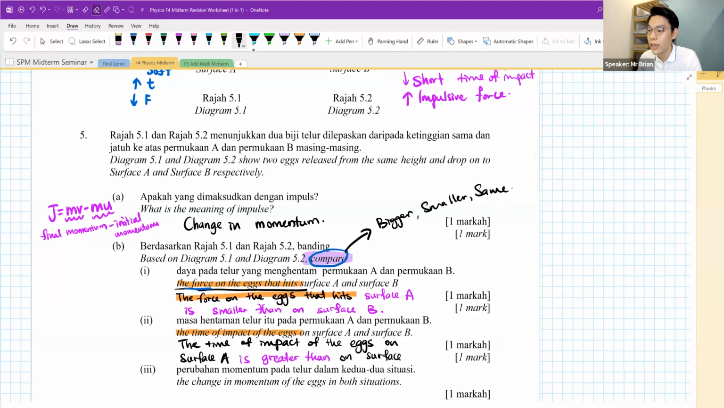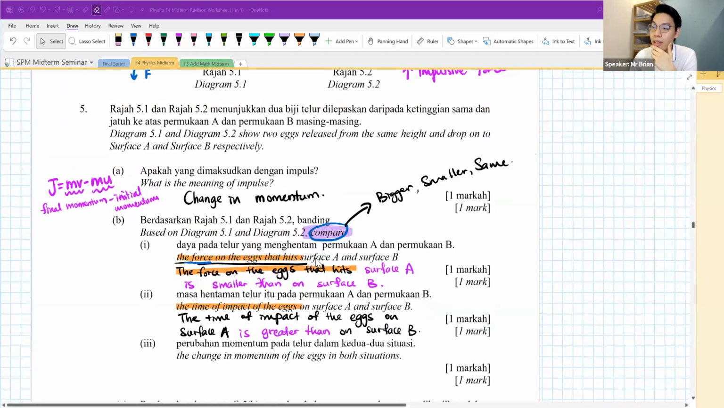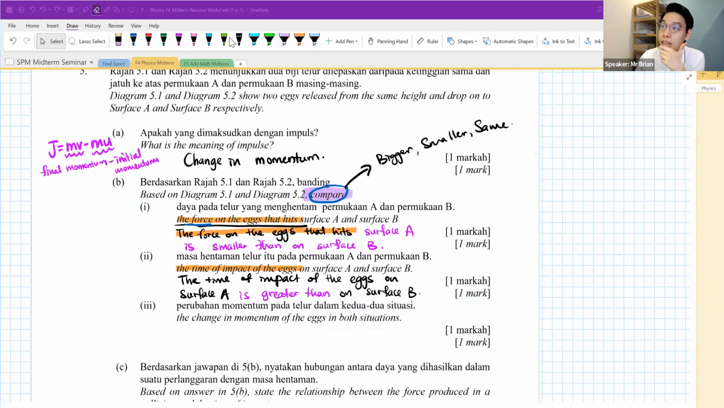You don't have to say surface A first, or you can say surface B also can. Like I say, don't worry about the English part of it. It's physics, so it's not an English paper, so don't worry. But I'm interested to know what you all will write for part C though.